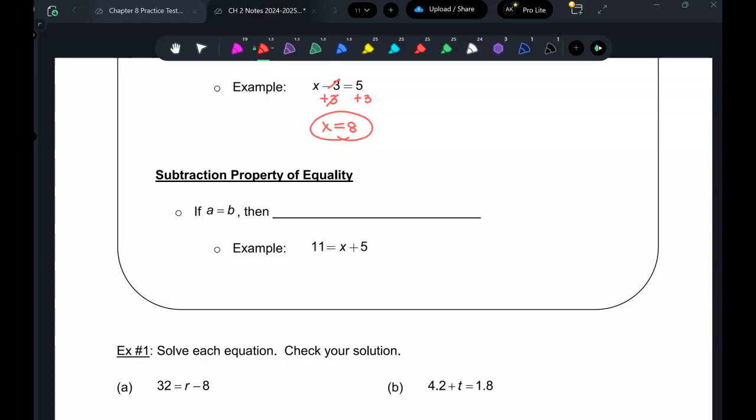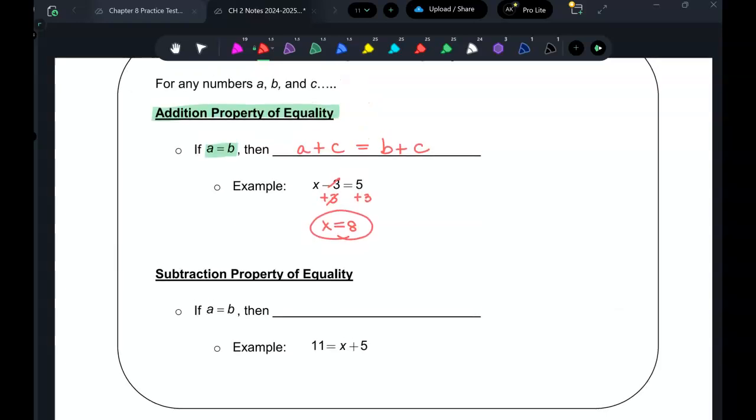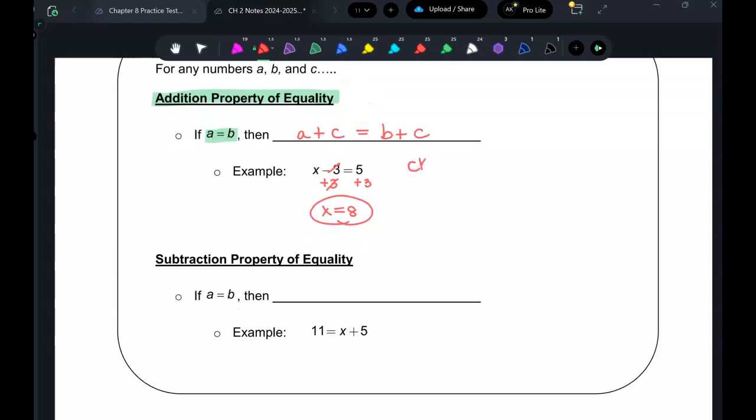You can do that, but there's an easier way. Now, listen. We can also check our solution. When we want to check it, we just plug it back into the original equation. If I plug in 8 and do 8 minus 3, do we get 5?